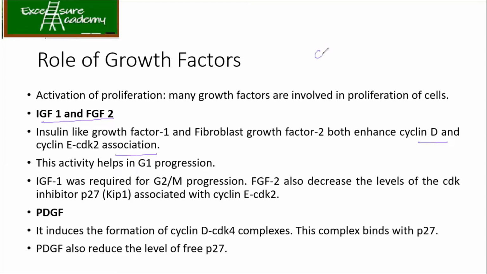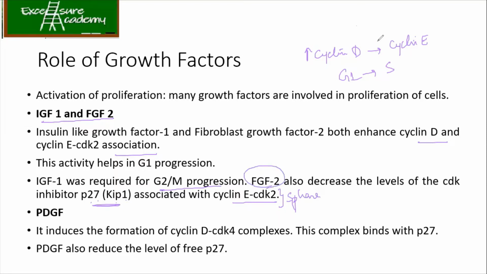So when you talk about cyclin D, it means what? Cyclin D से हम बाद में cyclin E में जाते हैं. So when we say it like this, it means from G1 to S we are going. ठीक है? So IGF-1 was required for G2M progression. FGF2 also decreases the levels of the CDK inhibitor associated with cyclin E CDK2. So cyclin E CDK2 is present in your S phase. Now, उसका inhibitor कौन है आपका P27 or KIP1? This will be removed or decreased by the activity of FGF2.